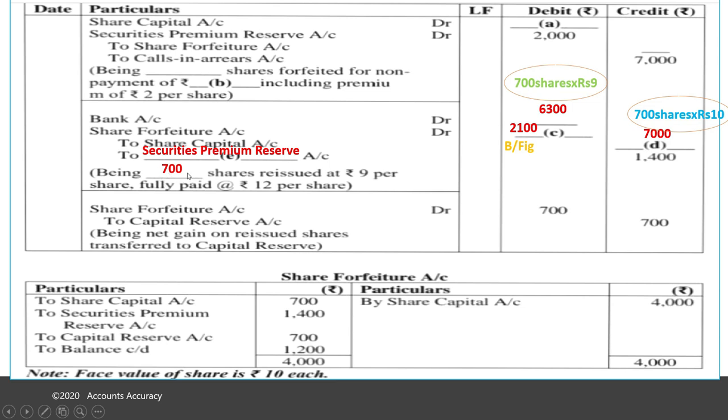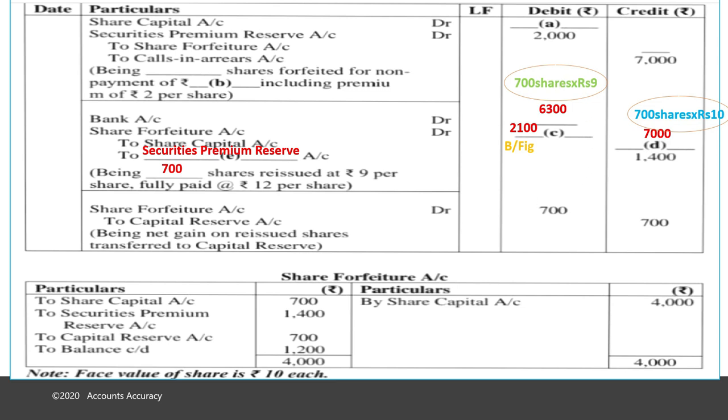So if on 700 shares the total amount forfeited is 2800, we can check that our forfeiture amount utilized on the reissue of shares is 2100 and 700 is the capital reserve value. That means this total is 2800. 2100 plus 700, that is 2800, is coming correct. So that's how we can also check whether we have done the sum correctly or not.